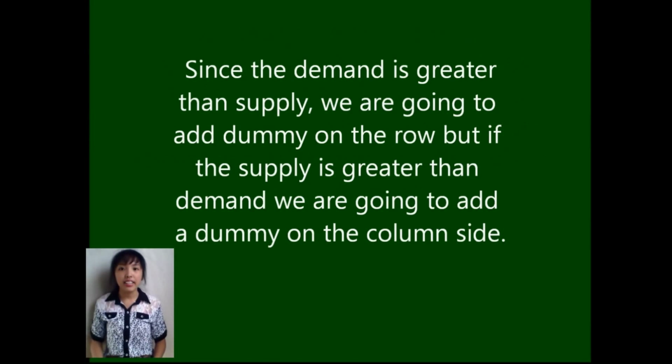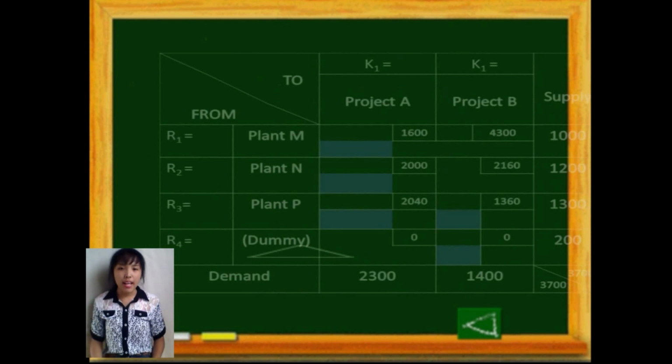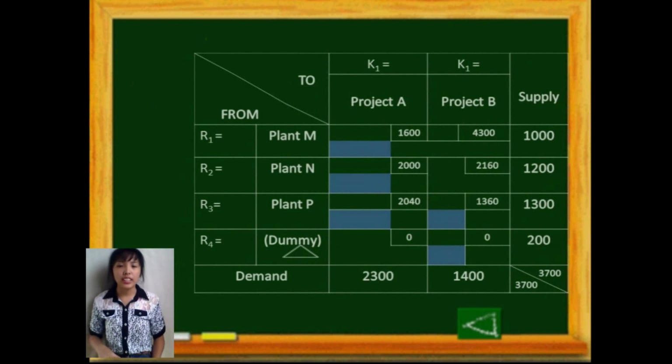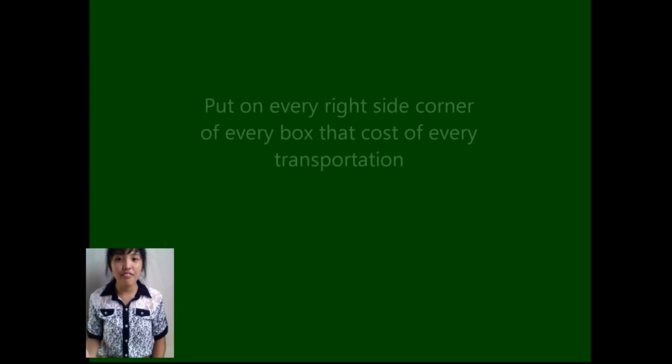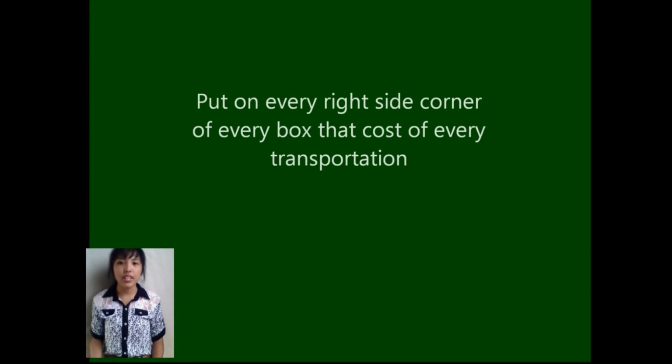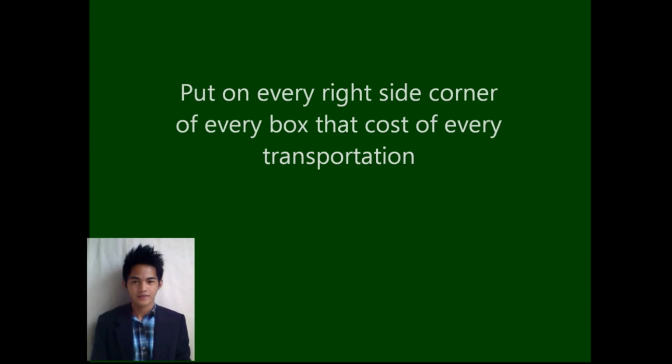Since the demand is greater than supply, we are going to add a dummy on the row. If the supply is greater than demand, we are going to add a dummy on the column side. You see that we added the plant dummy on the row side so that the supply will be equal to the number of demand. Put on every upper right corner of every box the cost of every transportation.